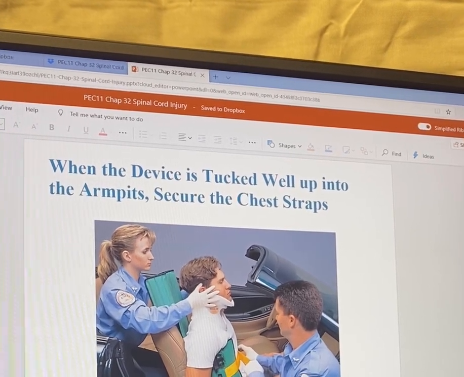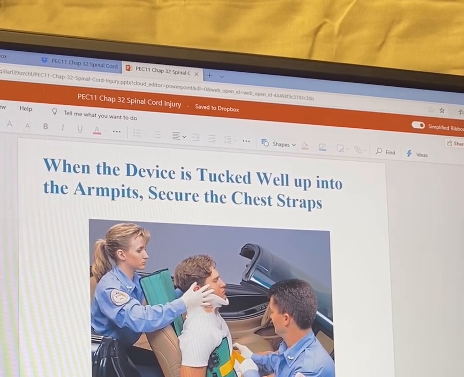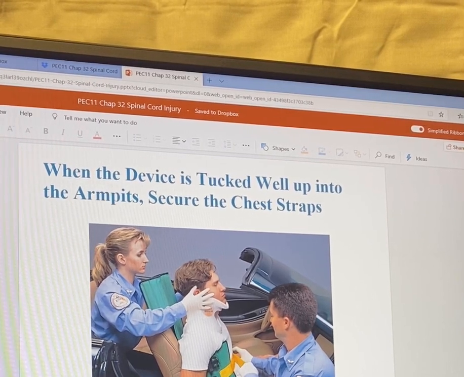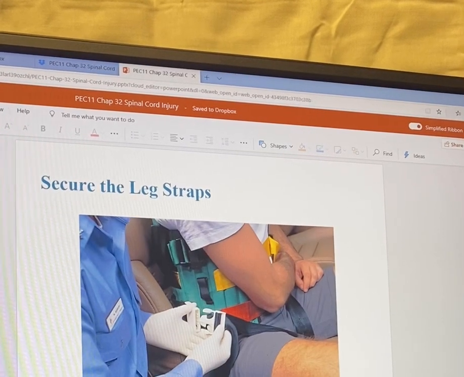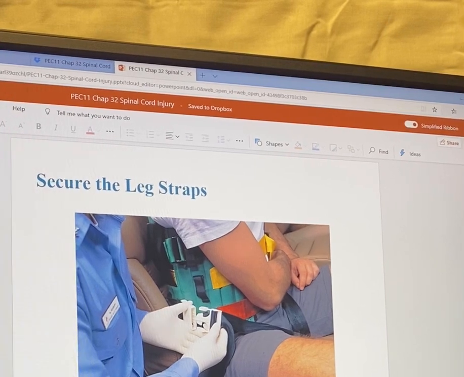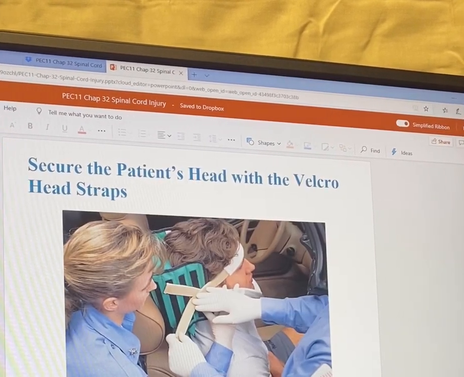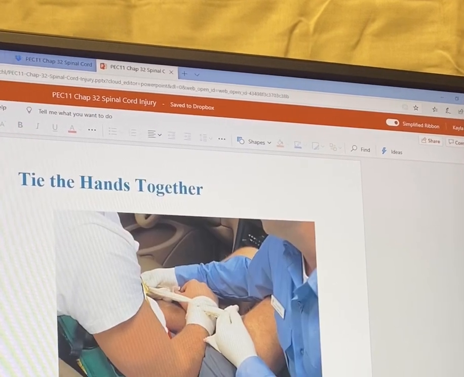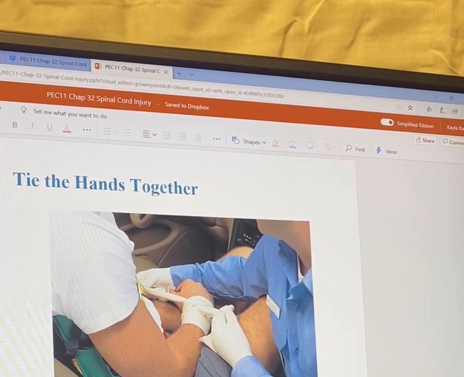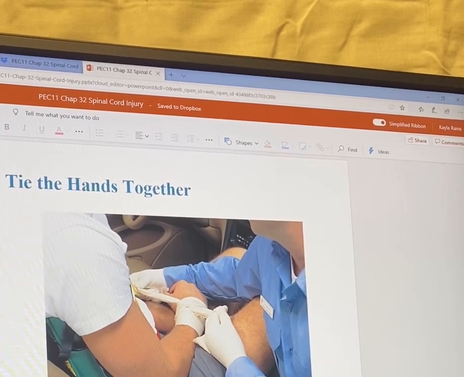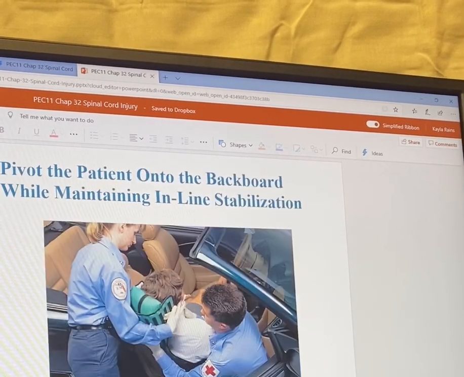Secure the device to the patient's torso. Make sure the straps are tight enough to prevent movement of the device laterally and vertically. Then we're going to put the ischial straps on. Make sure these are secure. Pad the patient's head. You can tie their hands together, or you can just tell them to hang on to one of the straps right there. Me personally, I don't want you to tie my hands together.